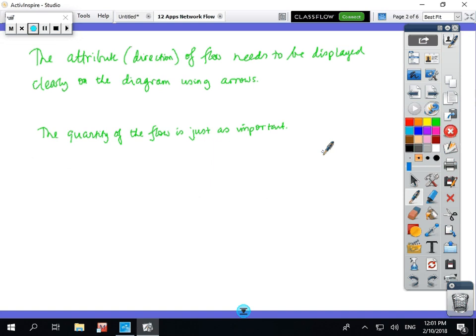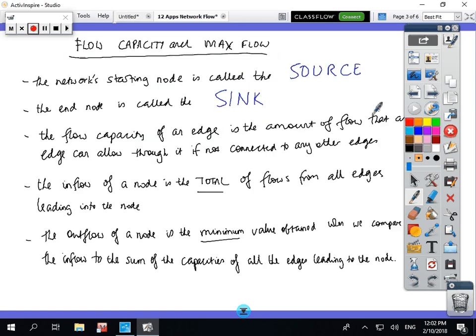Okay, so the attribute or the direction of flow needs to be displayed clearly on the diagram, and all we do is we just use an arrow to indicate which direction. And the quantity of the flow is a number that we can allocate to the edge. Okay, so copy that and come across.